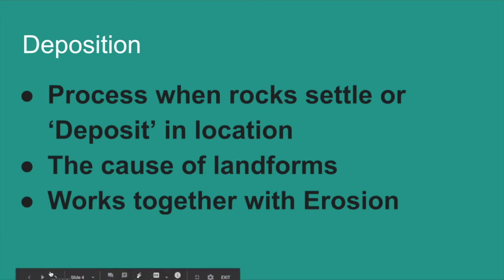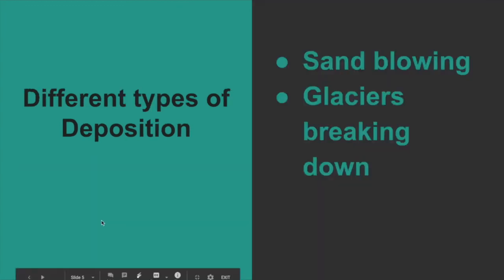Deposition and erosion work together to move the rocks around and also deposit them in new places. There are different types of deposition. For example, sand being blown around. For example, the glaciers when they are melting and falling down. These two factors are what can cause deposition, because it is causing rock material to move.